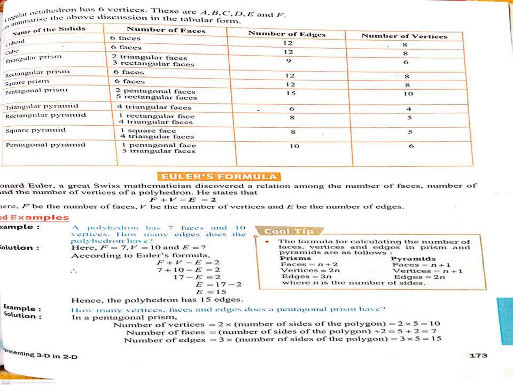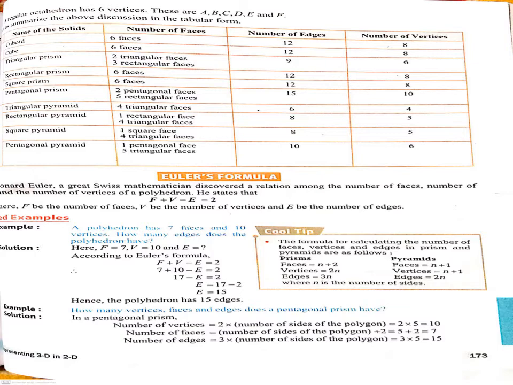Okay. Next is Euler's formula. Leonard Euler, a great Swiss mathematician, discovered a relation among the number of faces, number of edges and number of vertex of a polyhedron. He states that f plus v minus e equal to 2, where f be the number of faces, v be the number of vertex and e be the number of edges. Okay. Now see the example.